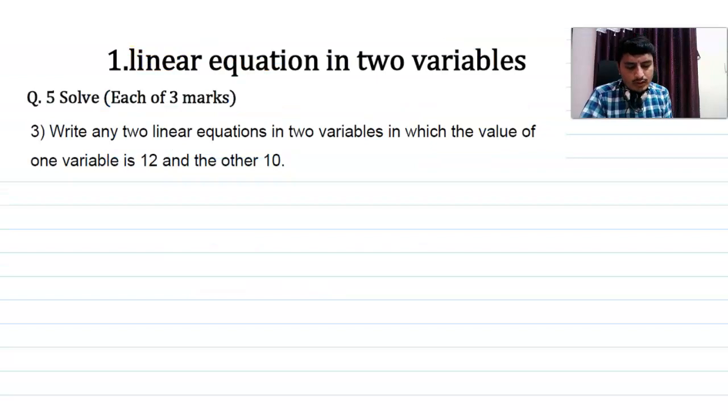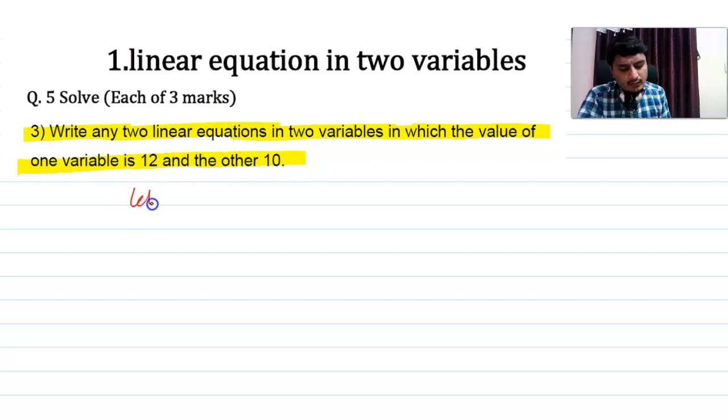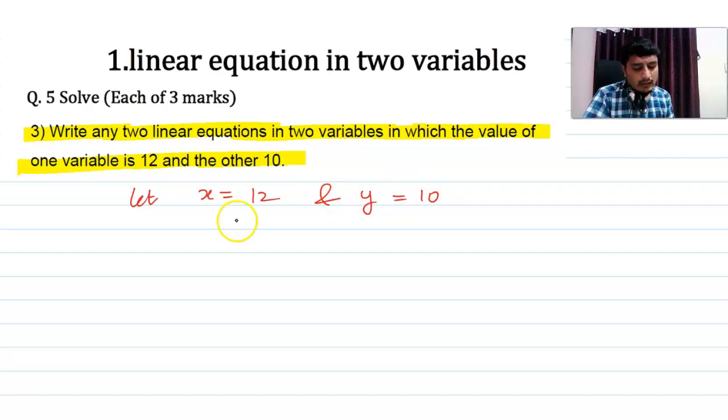Look at question number 3. Write any two linear equations in two variables in which the value of one variable is 12 and the other is 10. So we are assuming the first variable is x whose value is 12 and the second variable is y whose value is 10. Now let us form the numerical equations by using the numbers 12 and 10.